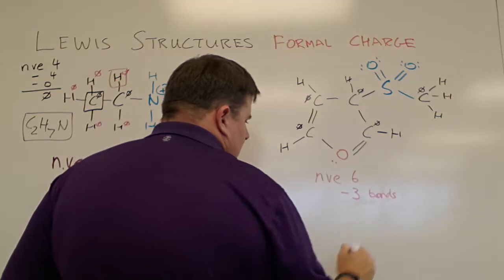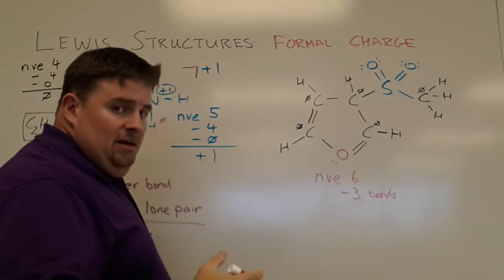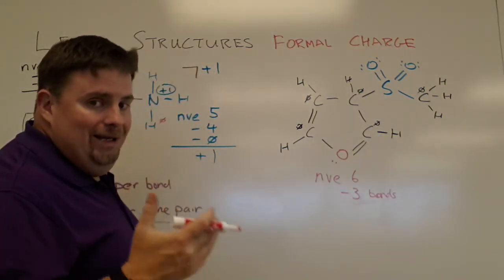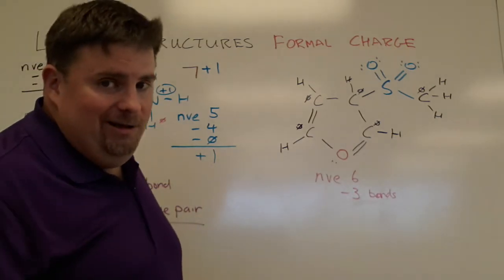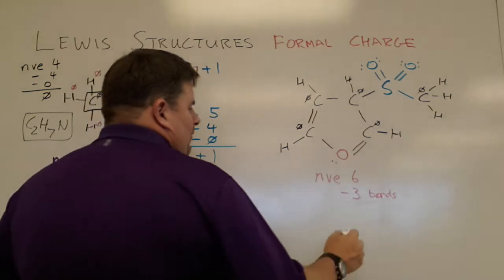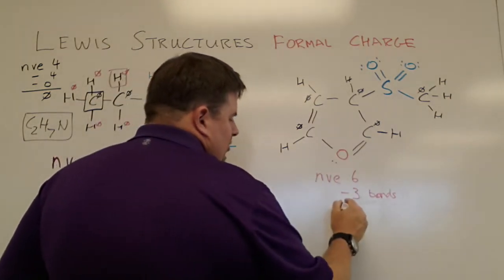You can write this on a test or a quiz or anything like that. That's fine. By all means, write things down. I can't give you partial credit if you don't write things down. So write it down. Minus 3 for bonds, and I've got 2 for lone pairs.